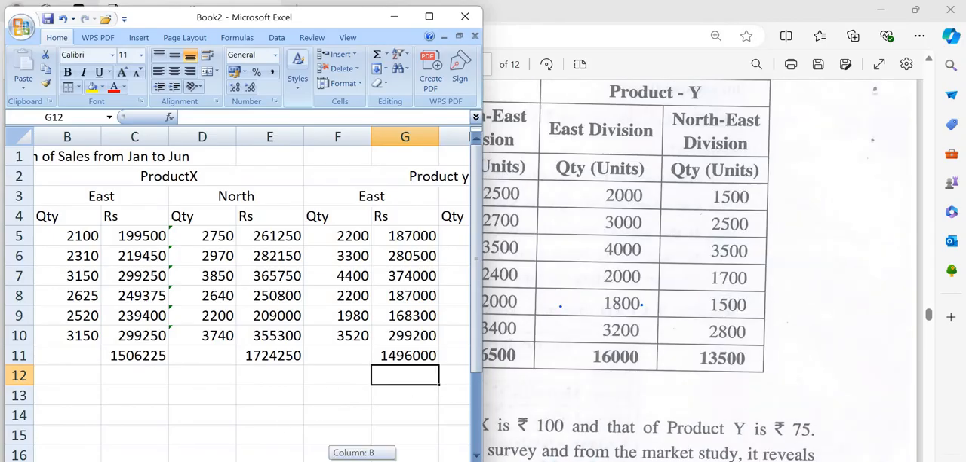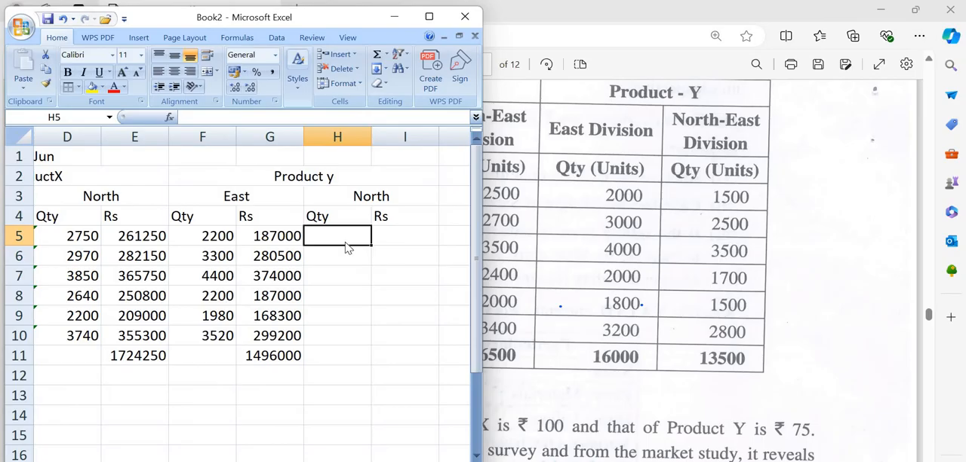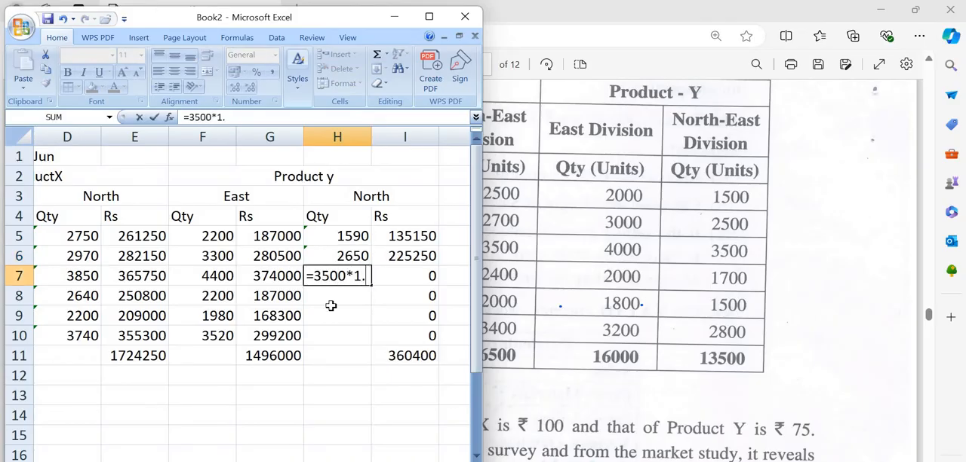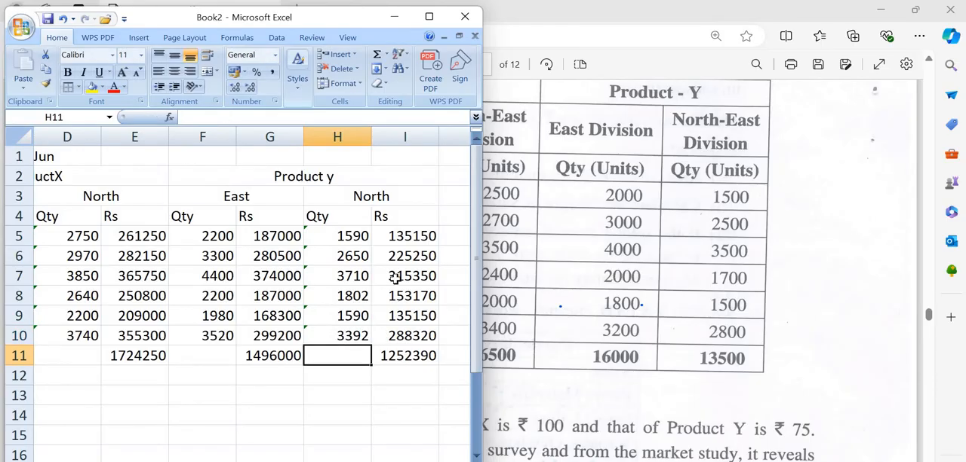For North division, sales is going to increase by 6%, so 1.06. So 2500 into 1.06, 3500 into 1.06, 1700, 1500.